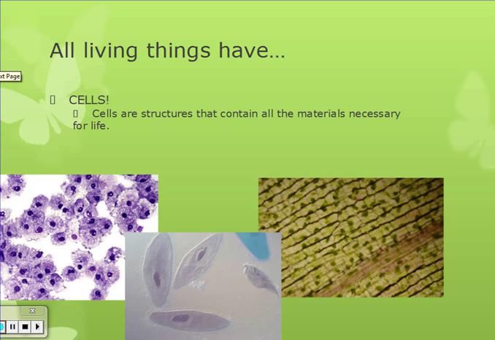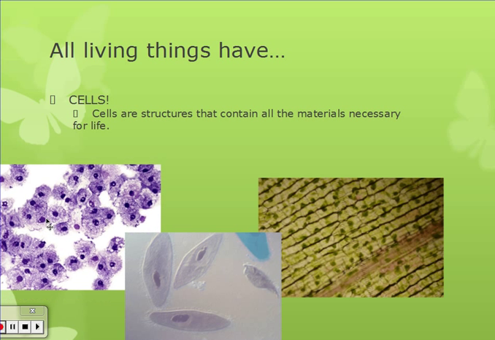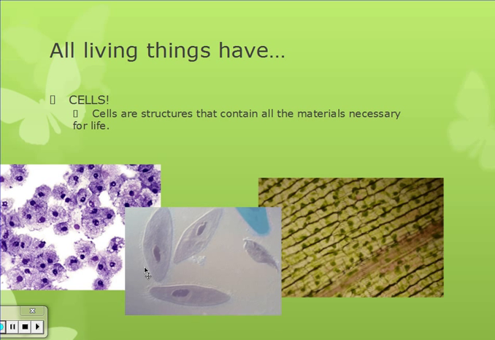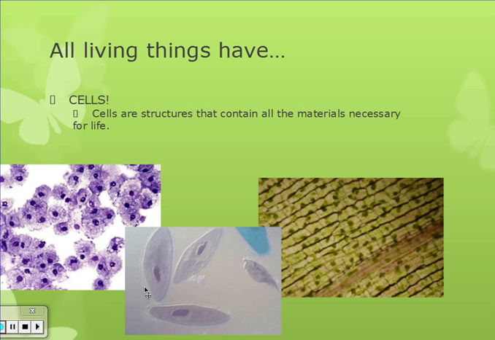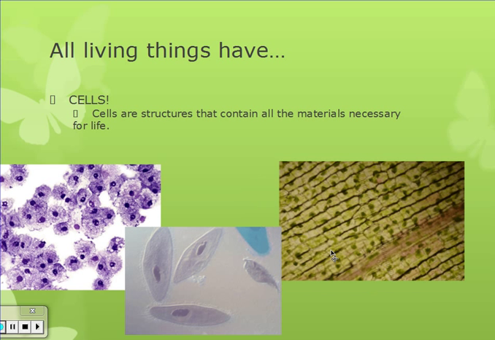All living things have cells. Cells are structures that contain all the materials necessary for life. On this slide, we have several pictures of different cell types. We have some animal cells, some paramecium cells, and some plant cells.